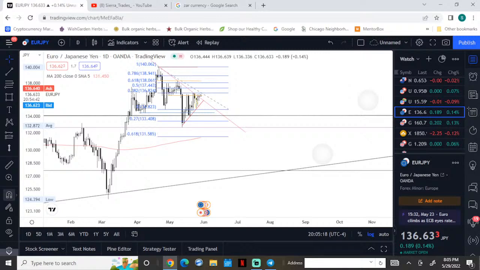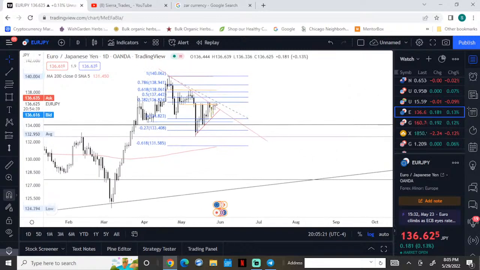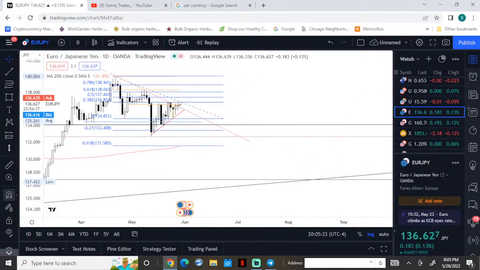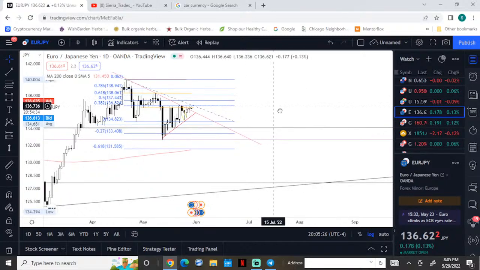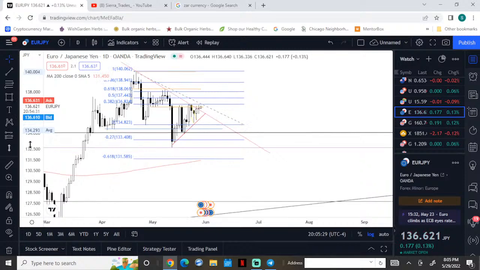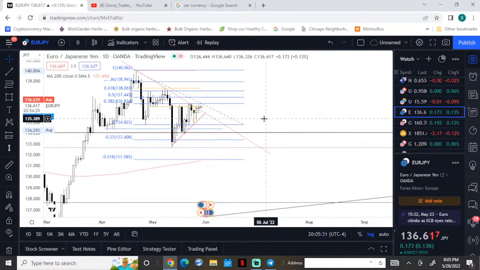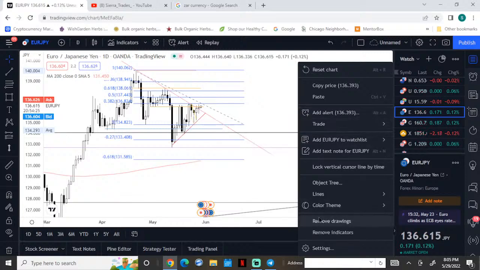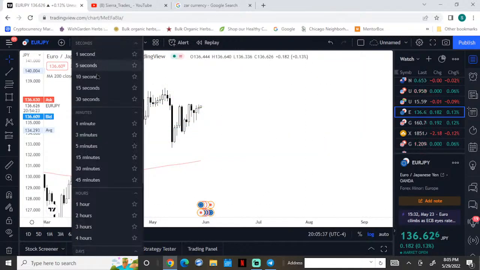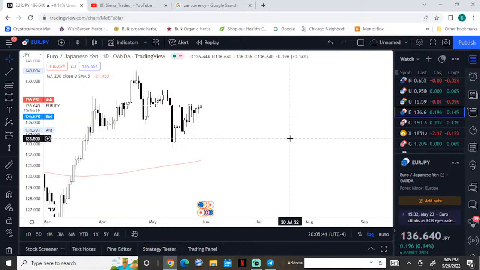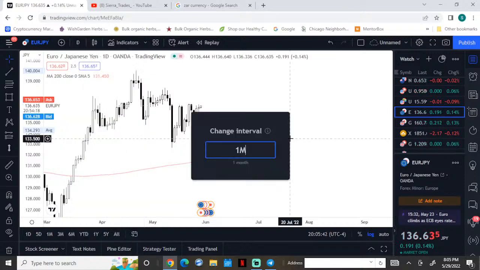That lovely fib came down to TP2. It's in this nice wedge pattern. And it just broke out. So I'm gonna redo it. Let's see. Monthly.